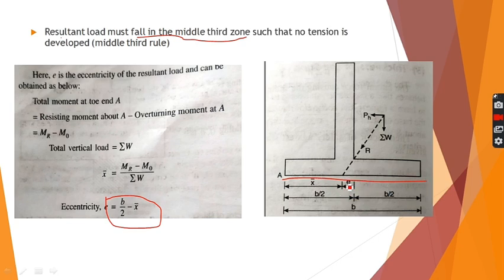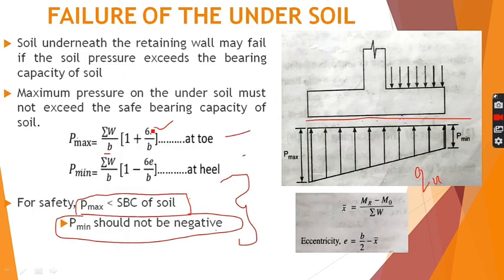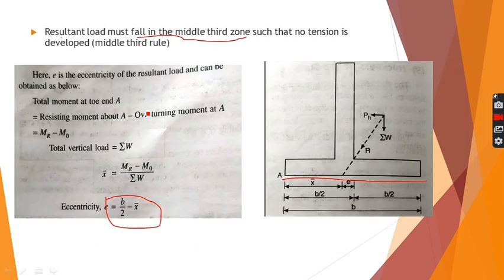So if E lies outside of the middle third zone, then there can be a failure of the undersoil. So if you apply this check or you apply this check, both are almost the same, so you can use either of these checks to check the stability of the undersoil. So now we are done with the stability.